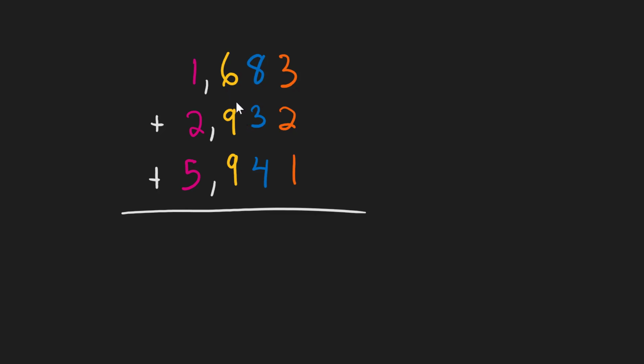Okay, so we start by adding the digits in the ones place. So 3 plus 2 is 5, plus 1 is 6. And then in the tens place, we have 8 plus 3 is 11, plus 4 is 15.